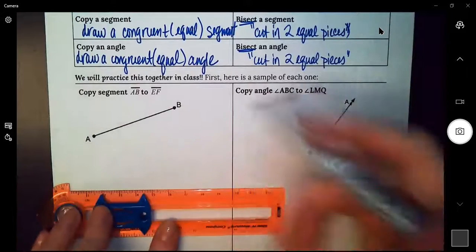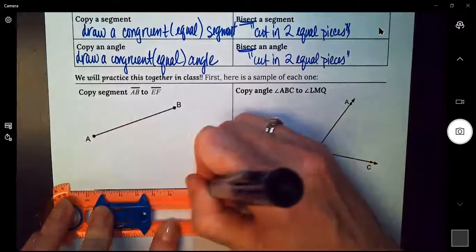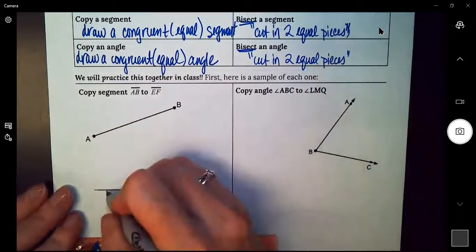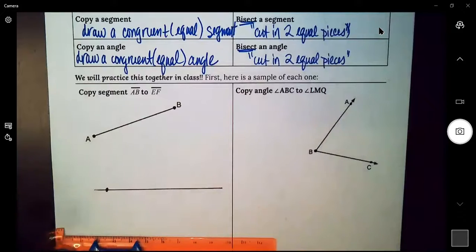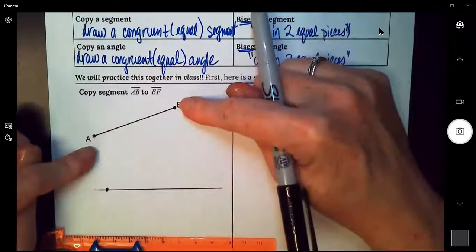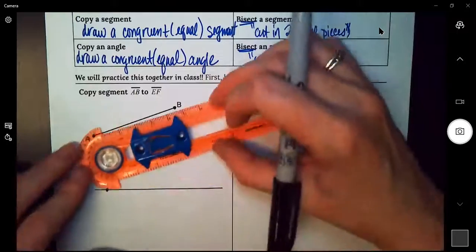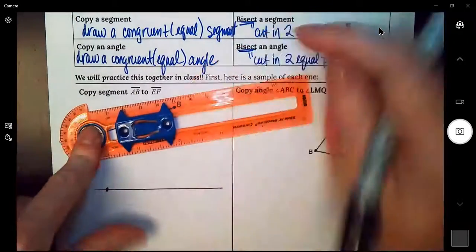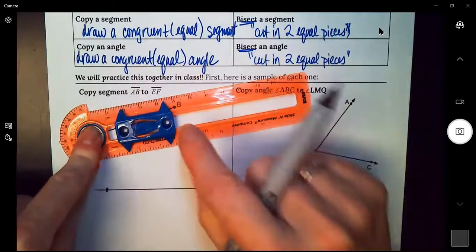I'm just going to draw a random straight line, using the edge of my compass as a straight edge. I'm going to pick a random point on here, and that's going to be my starting point. Then I just need to use my compass to measure the length of that segment. The way I'm going to do that is line up the center on one of my endpoints as close as I can get it, and then move my slider until I can see the other endpoint in one of these holes.